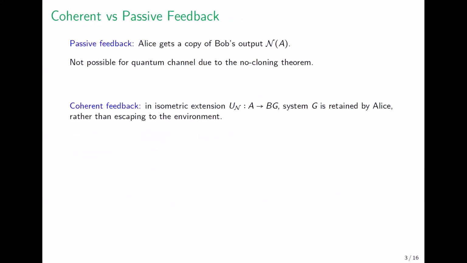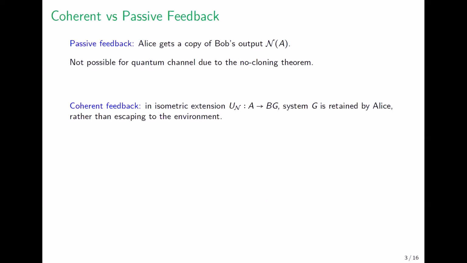In this problem, the reverse Shannon theorem problem, there are many different variants. For example, one of them is passive feedback, another is coherent feedback, and all these kinds of different variations of the problem. Passive feedback means that in the classical case, the encoder gets to have a copy of the output. And of course, this is not possible in the quantum case because we cannot copy quantum information because of the no-cloning theorem.